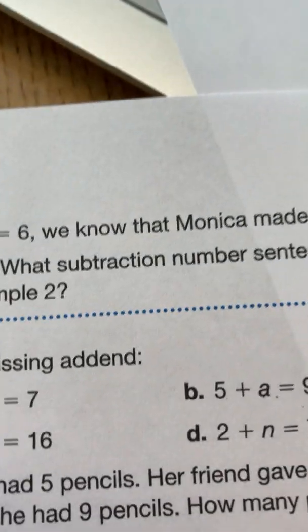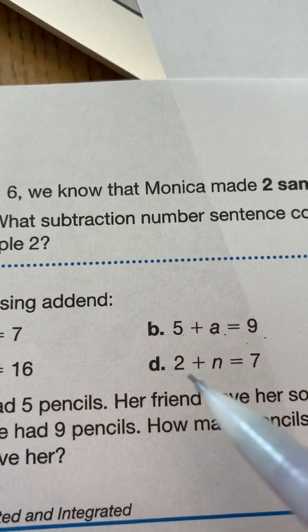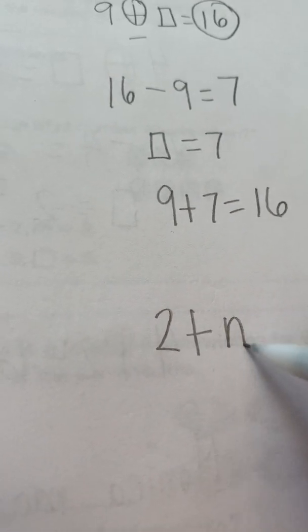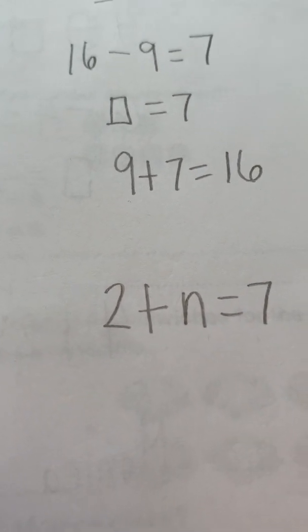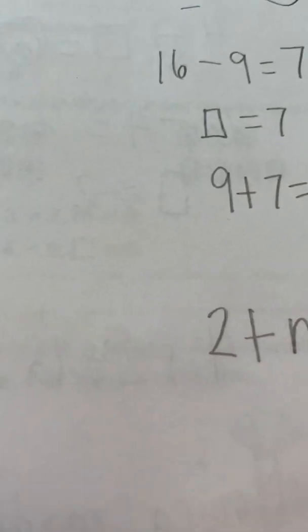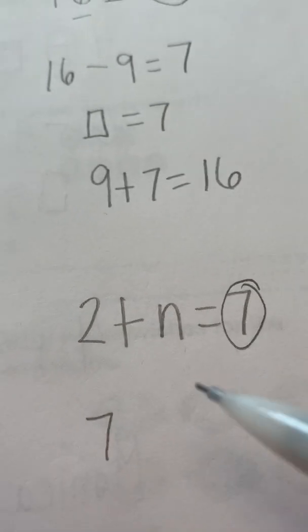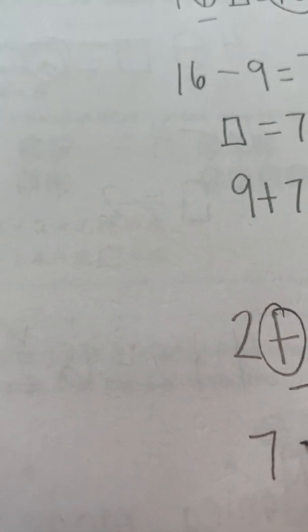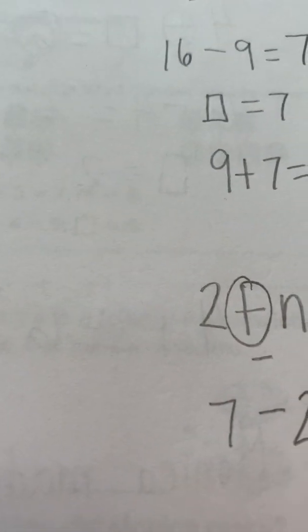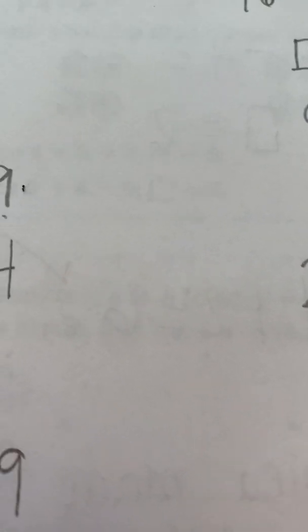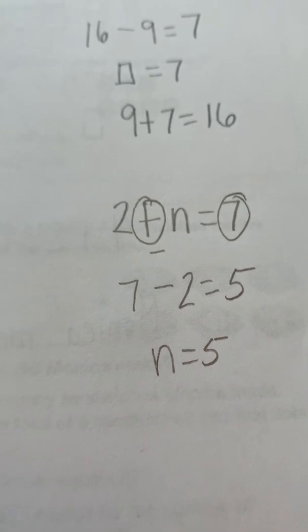Okay, next one here we have D. We have 2 plus n equals 7. I'm going to write that right here. 2 plus n equals 7. So what do I need to do? I am going to take first the sum, 7. I'm going to do the opposite of addition, which is subtraction. 7 minus 2 equals 5. That means n equals 5, okay?